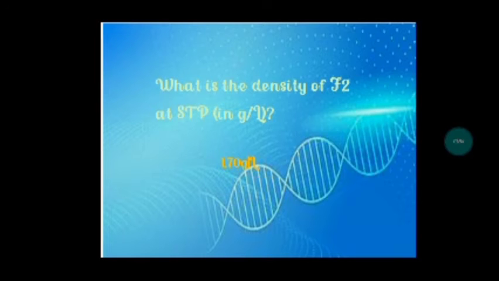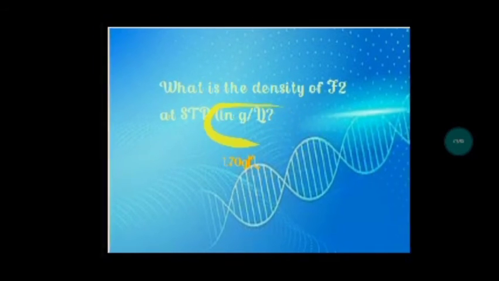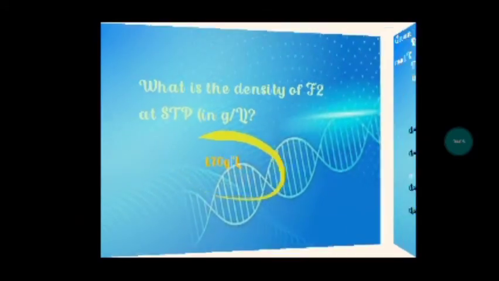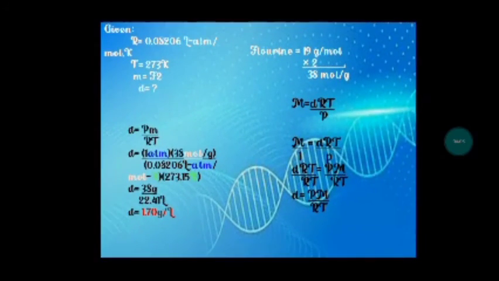So the density of the fluorine at STP in gram per liter is 1.70 gram per liter. So this is the density of fluorine.